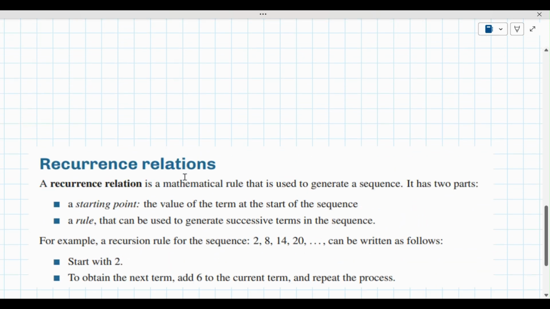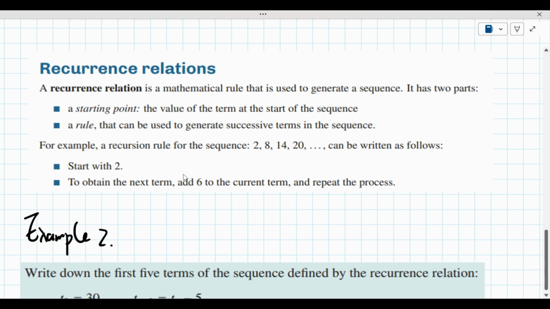So also we need to know something called recurrence relations. It's the mathematical way to say how they generate the sequence. First thing, we need to remember those two parts. First one, the starting point, the value of the first term of the sequence, and a rule that is used to generate the successive terms in the sequence. If I say starting with 2, and then 8, 14, 20, we're adding 6 to the current term, then repeating the process. The two points are related.